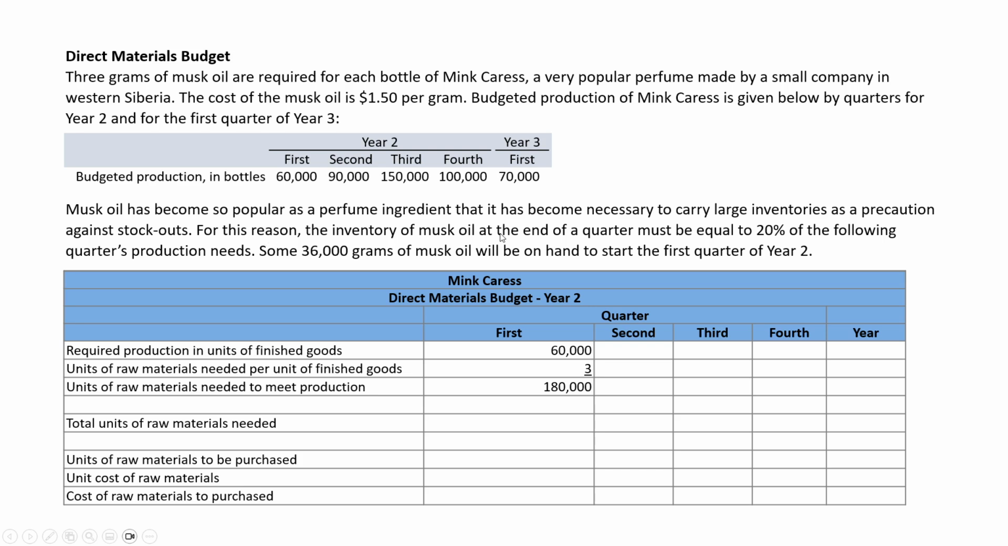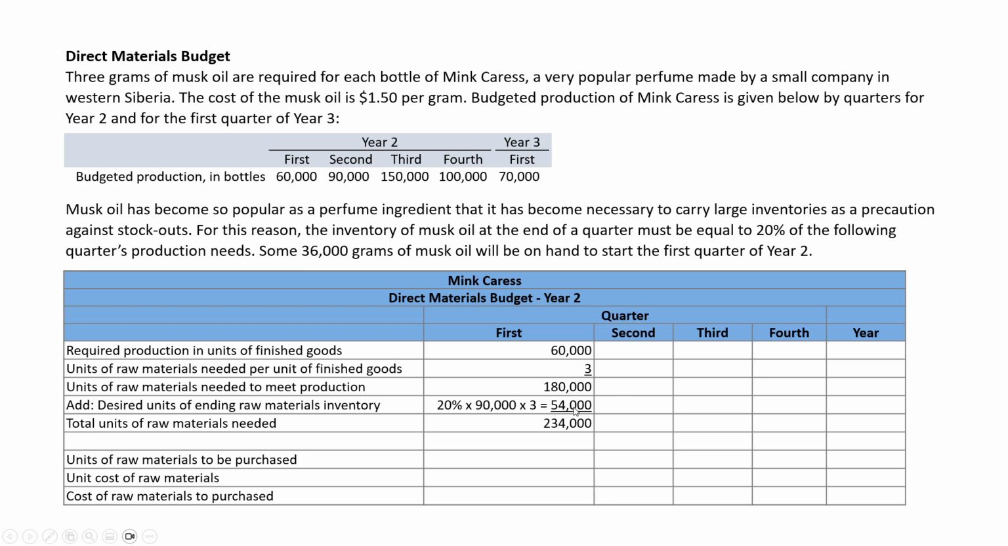The inventory of musk oil at the end of any particular quarter needs to be equal to 20% of the next quarter's production needs. So we're going to look at the next quarter, which would be the second quarter of year 2, which is 90,000. Why are we multiplying it times 3? 90,000 times 3 because there's 3 grams of musk oil for each bottle. 90,000 times 3 times the 20% tells us we want an extra 54,000 grams of musk oil, again, at the end of the first quarter to help, again, stockouts and help have some inventory on hand going into the second quarter.